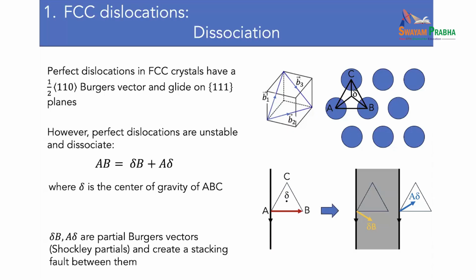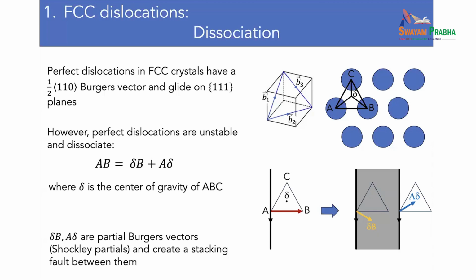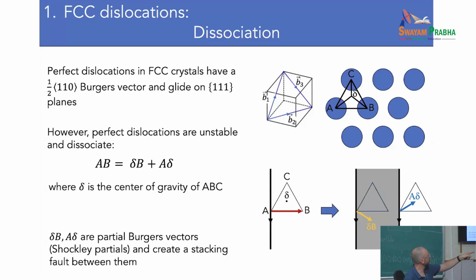Now, the driving force: if I look at the dot product of these two vectors, it is positive, so the two dislocations repel one another. But as they move away, they create a stacking fault in between that keeps them together. The equilibrium between these two terms gives you the dissociation distance. Is that clear?